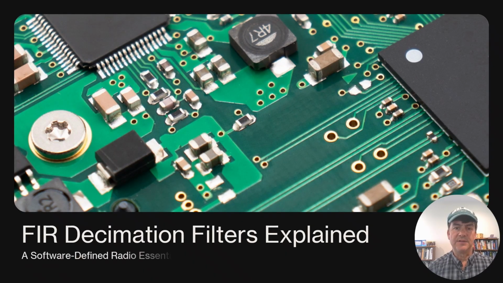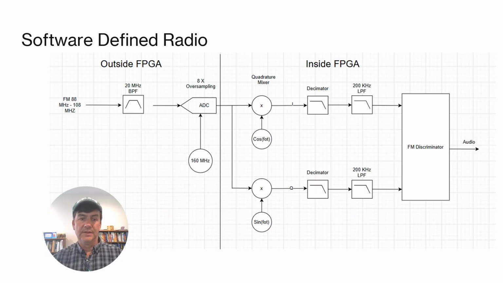Here is the presentation, FIR Decimation Filters Explained, an essential element of software-defined radios. In this slide, we see a typical FPGA application where decimation filters are used. A software-defined radio, specifically an FM radio receiver. From left to right, the FM signal passes through a 20 MHz bandpass filter and is then oversampled by an ADC operating at 160 MHz, 8 times oversampling. The ADC digitizes the analog waveform and delivers the samples to the FPGA.